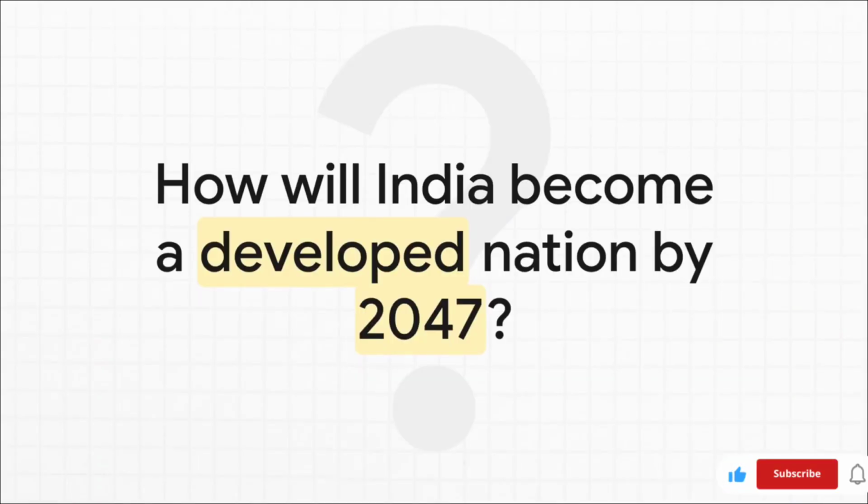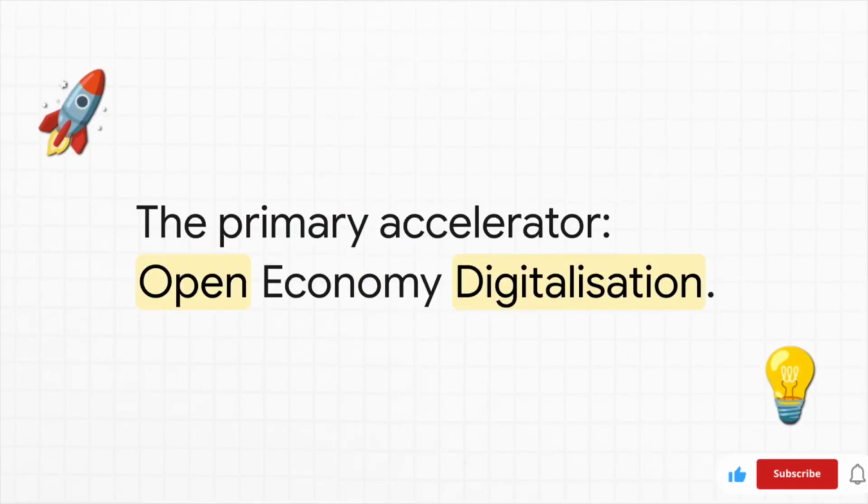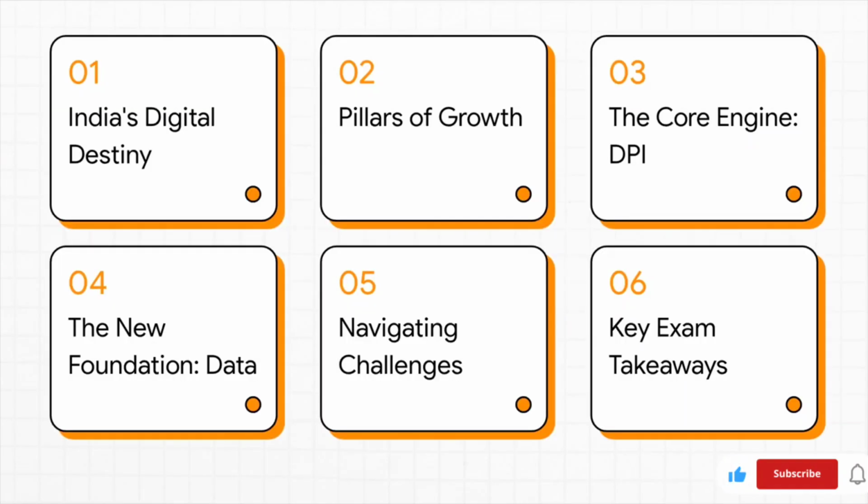And really, this is the big question. The entire RBI report revolves around this single powerful goal. It's the mission statement that's driving every single policy and strategy that we're about to explore. And here's the answer they give us, a powerful concept called open economy digitization. Now, the report calls this the primary accelerator for India's 2047 vision, so let's break down exactly what on earth that means.